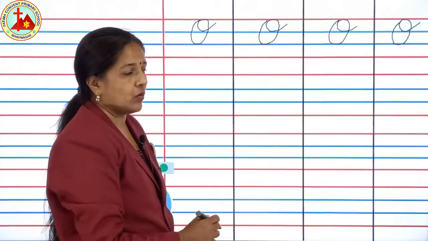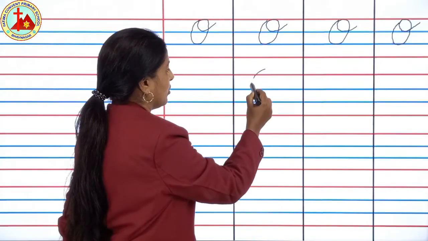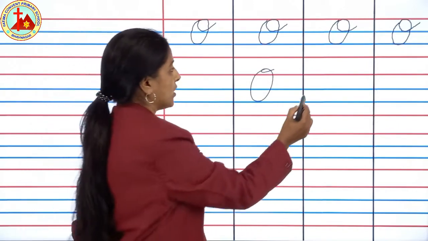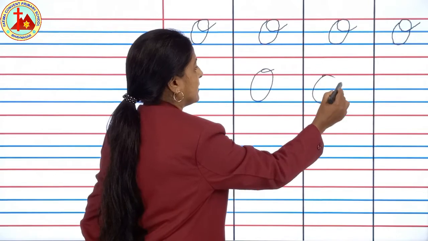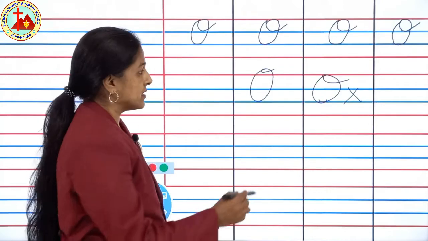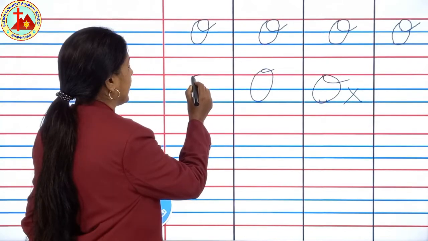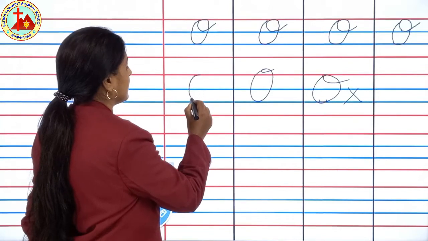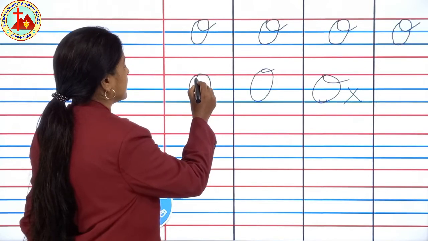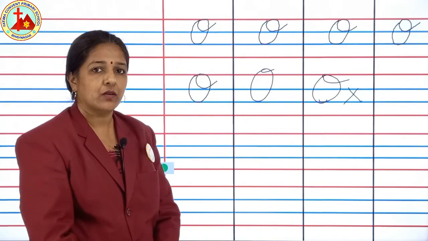Cursive capital O. And as I told you, children, your writing should not go out of the red line, or it should not be like this. This is the wrong method. You have to follow the lines: starting from the red line, down to the blue line, up to the red line, touch, come out, slight. Cursive capital O.